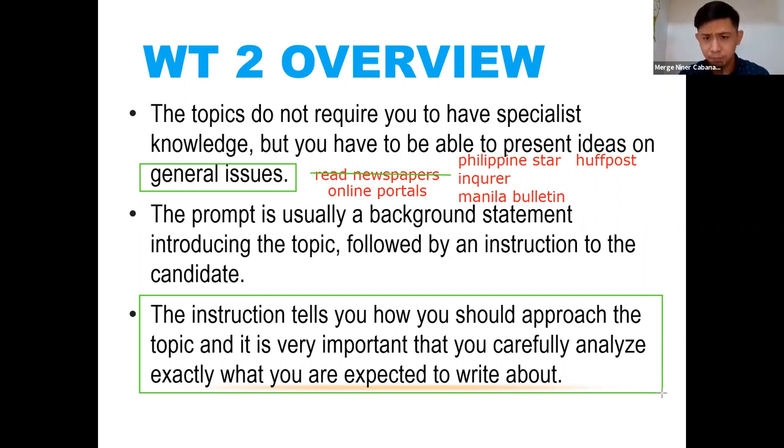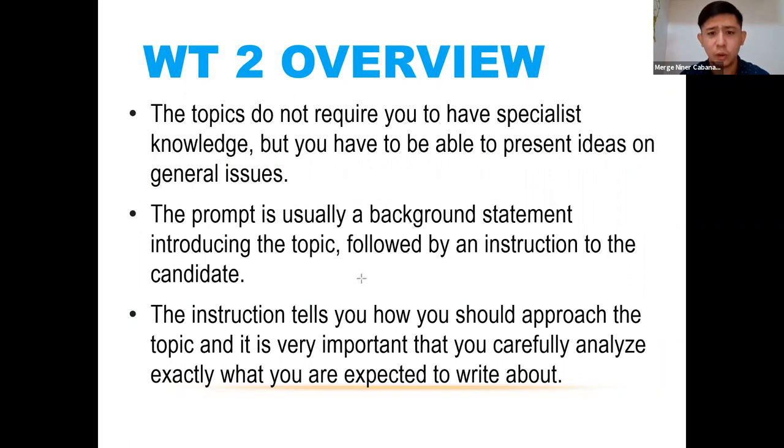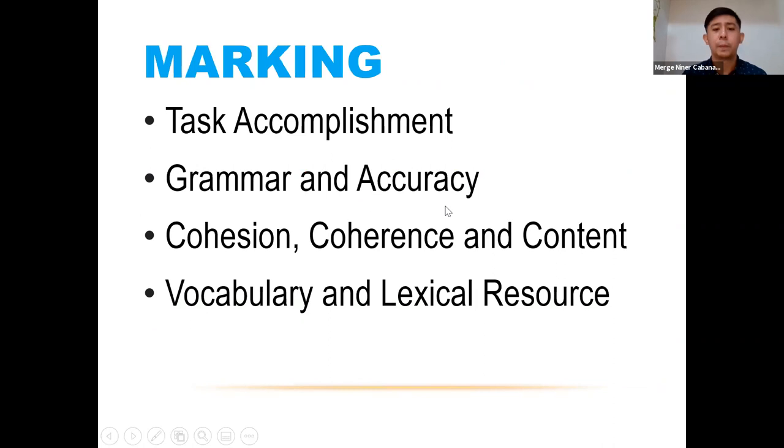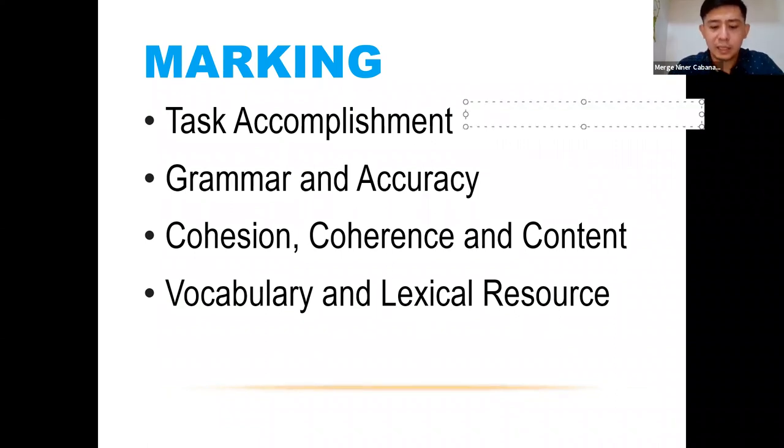So that is the overview of your writing. We still have more overview, a continuation of the overview. So you will be assessed according to 4 areas. Okay, the first one will be task accomplishment. So task accomplishment, what does it do? You'll be assessed according to the completeness of your task.